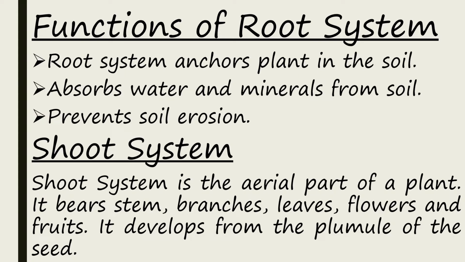Functions of root system. Root system anchors plant in the soil, absorbs water and minerals from the soil, prevents soil erosion. Shoot system. Shoot system is the aerial part of a plant. It bears stem, branches, leaves, flowers and fruits. It develops from the plumule of the seed.